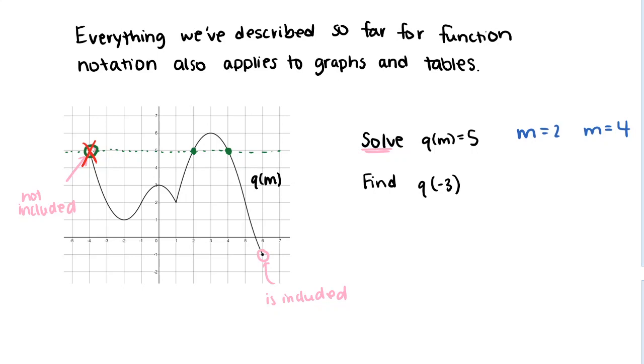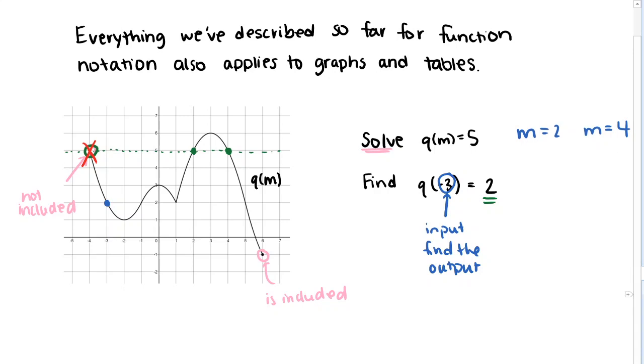Okay, this next part says evaluate or find Q of negative 3. That means to evaluate our function Q, where our input is negative 3. Find the output. So here we have an input of negative 3 at this point, negative 3 comma positive 2, and so Q of negative 3 is positive 2. We have this output corresponding to our input of negative 3.